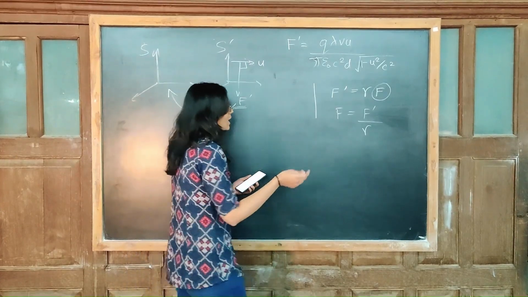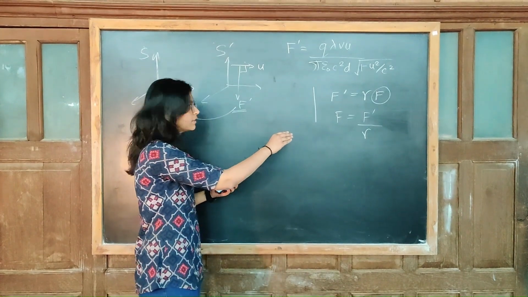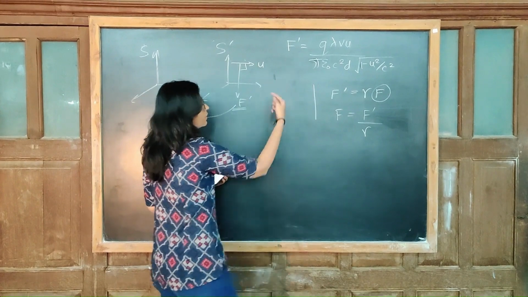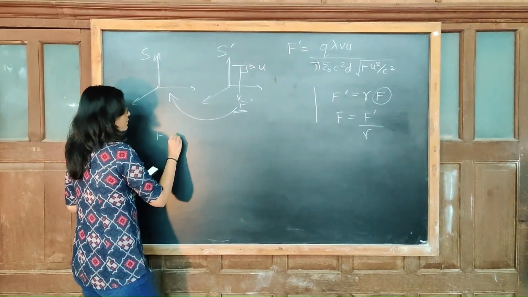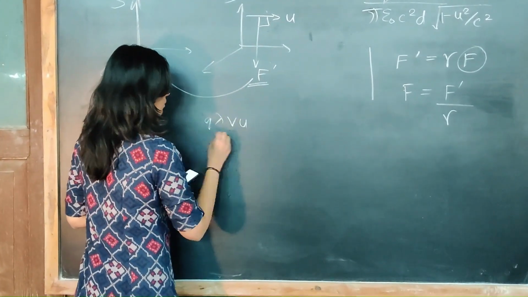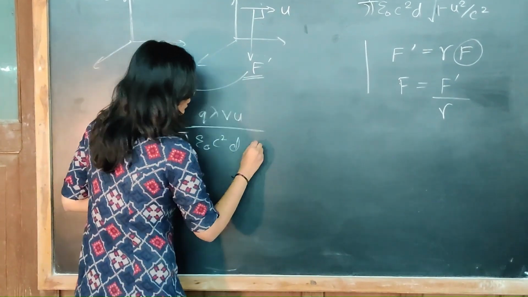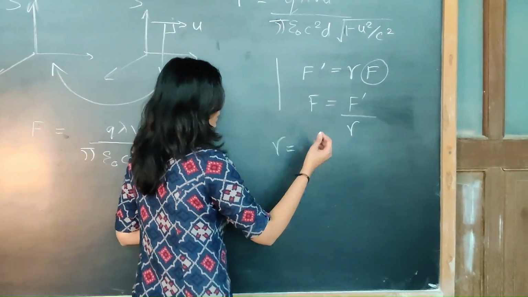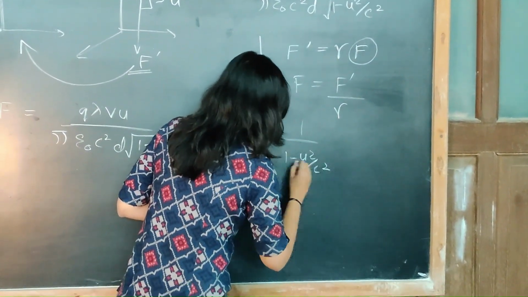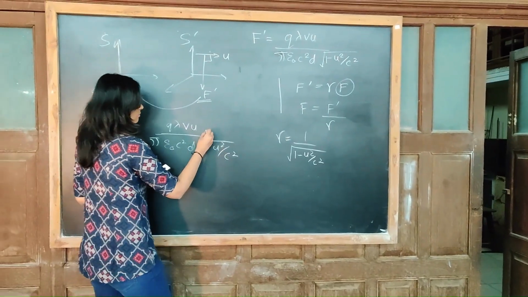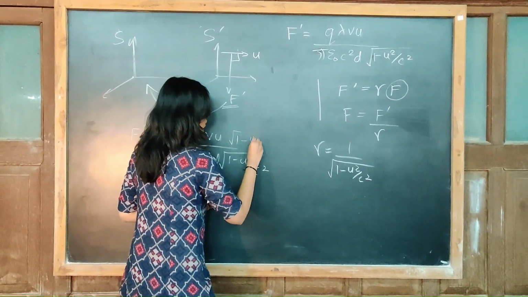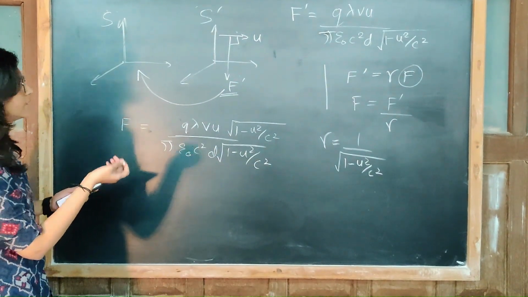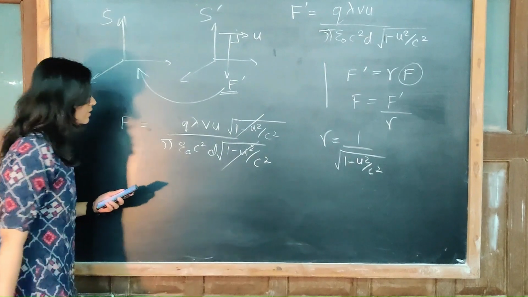So right now we have everything that we need right in front of our eyes. I want to calculate this F. I know this F prime, which is given over here. So let's go. F is equal to q lambda v upon pi epsilon naught c square d times the square root of 1 minus u square upon c square. Gamma is, as we know until now, 1 upon the square root of 1 minus u square upon c square. So 1 over gamma is basically this, multiplying the numerator. Have I got that correct? Yes, this and this get cancelled out.